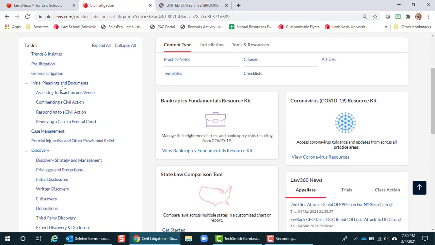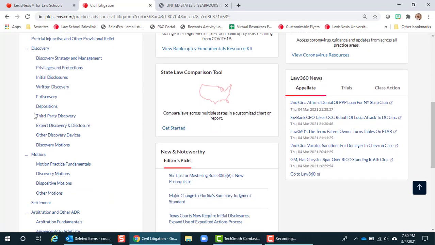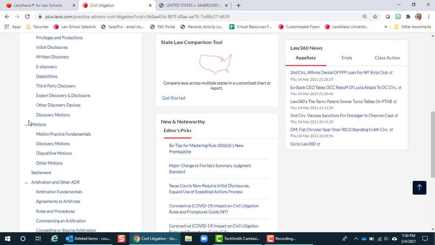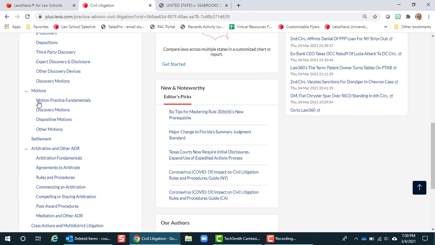You've got the initial pleadings, which will be a complaint and answer, assessing jurisdiction, removing to federal court. You've got discovery, so this would be your depositions, your interrogatories, your e-discovery. Then scroll down a little further and you've got motions. So you've got motion practice fundamentals, which is basically anything that you should know anytime you're filing any type of motion. Then you also have discovery motions and dispositive motions. Most of the time what you're writing about in your legal research and writing classes are dispositive motions. You're asking the court to dispose of one or more claims.